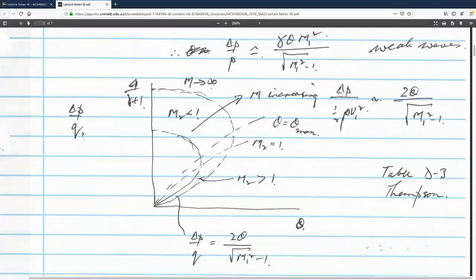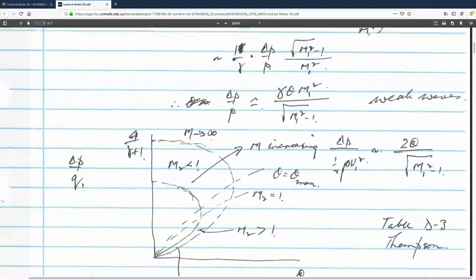So it's way down in this region here. So delta p over q is 2 theta over the square root of m1 squared minus 1. So this is a linear range here. For small theta, this is linear, and I haven't drawn it very well, but it should have been linear here. And then there's a maximum value. Theta is a maximum value. And then what's the limit for a strong normal shock? Well, that's easy. So let's just go up.